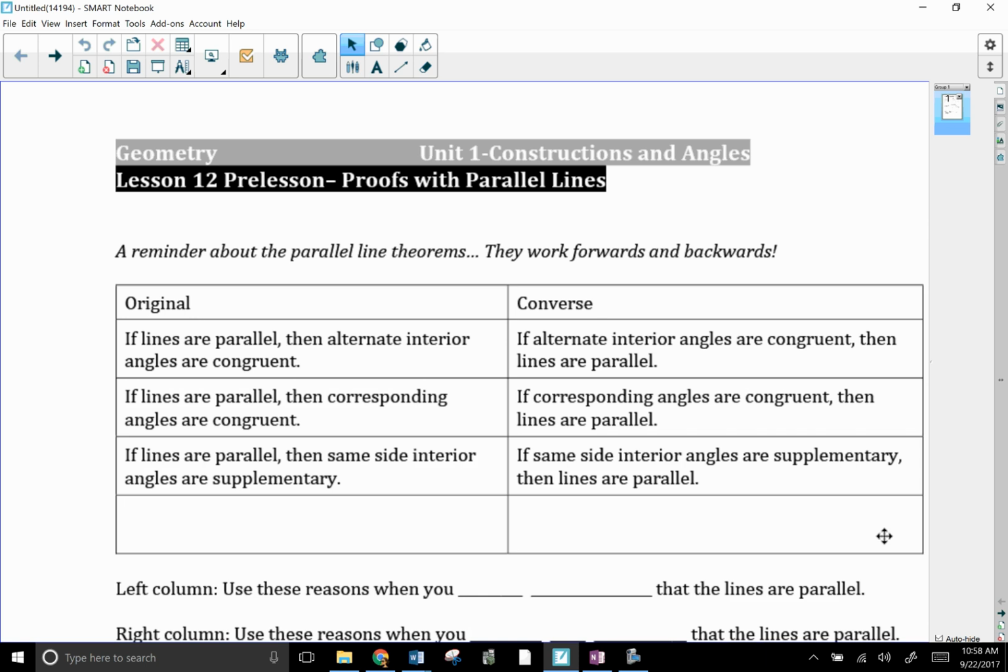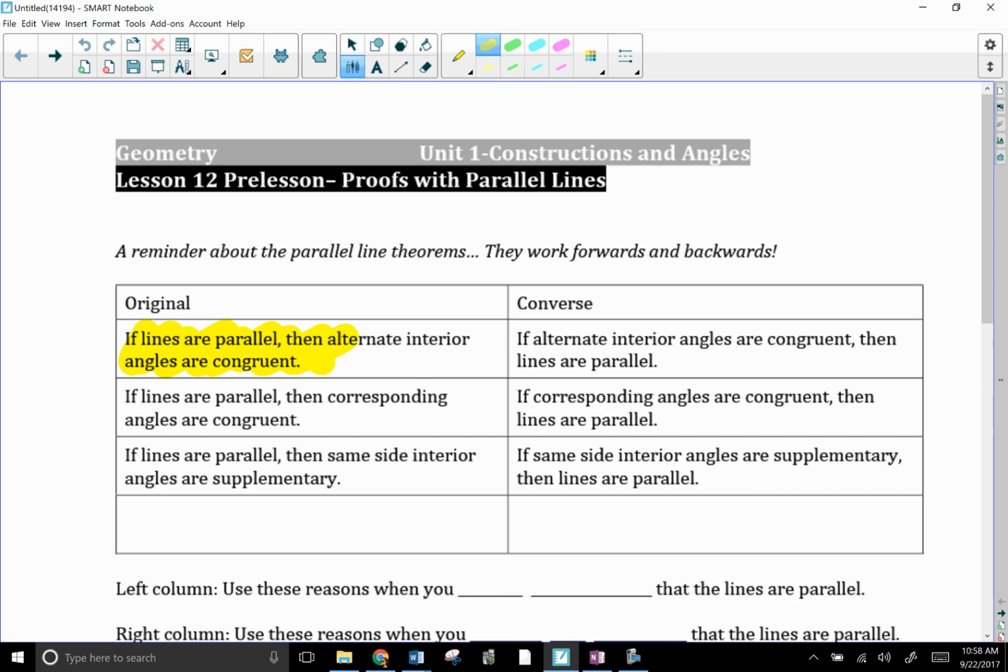So here on the left-hand side, what we have is all of the reasons that you have for what you know when lines are parallel. If lines are parallel, then alternate interior angles are congruent. What do those look like again? An alternate interior is when you have an angle inside, and you flip over the transversal and slide down. Those are your alternate interiors.